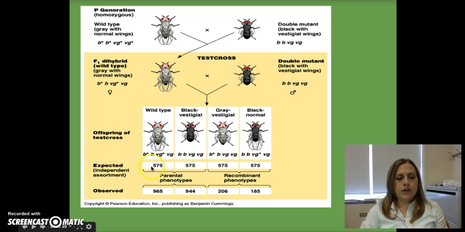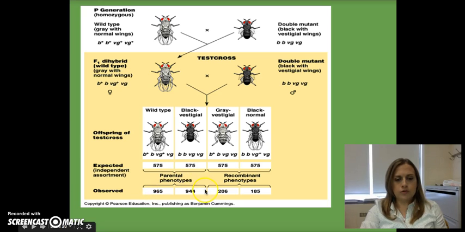And so now you've got your expected ratio, so you can calculate, like if you have a certain number of offspring, how many you would expect to be wild type for both, how many you would expect to be black and vestigial, gray and vestigial, and then black and normal. So you can calculate all that out with your expected ratios. But here you have your observed. And so these are going to be the number of individuals that have each of the phenotypes.